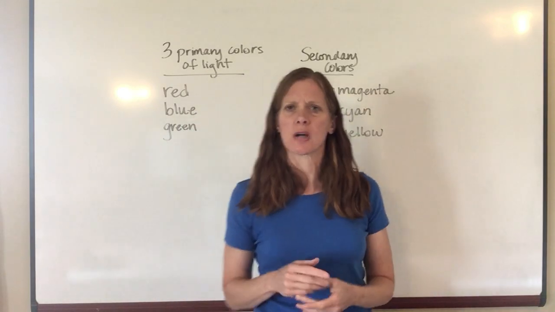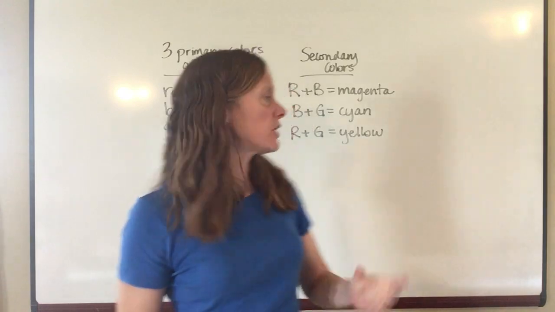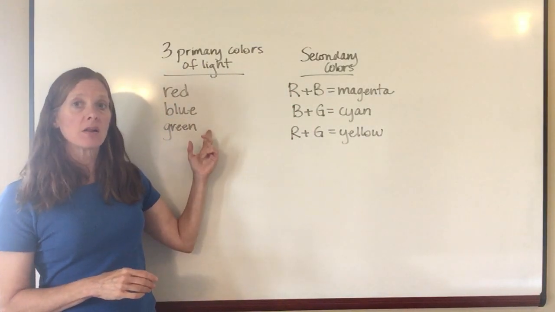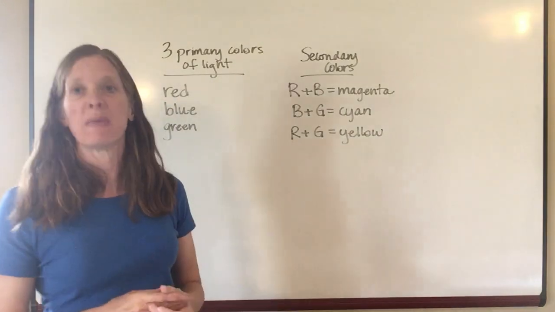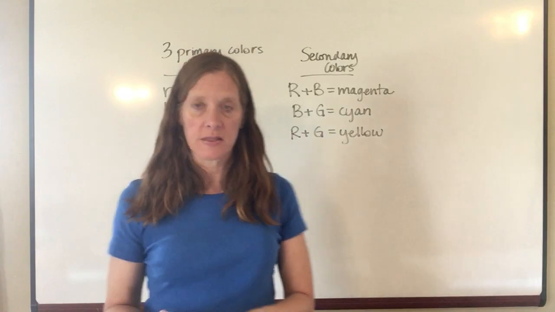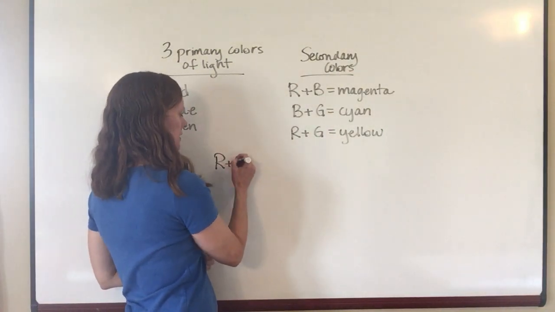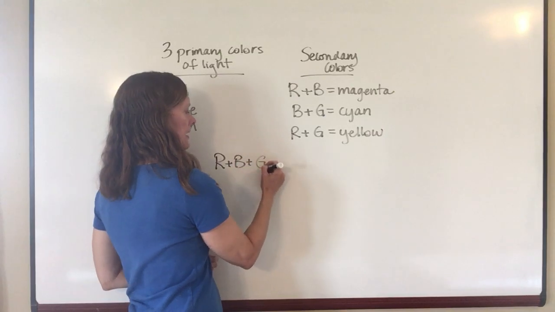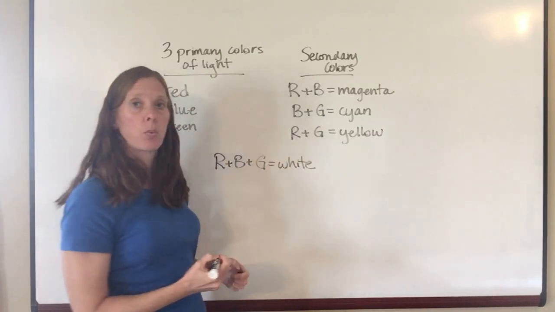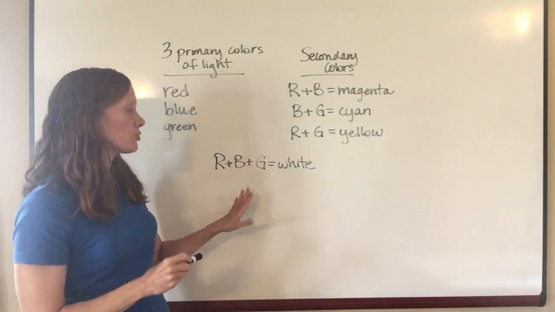And as you're going to discover in one of the labs that I have for you to do, we can take any different amount of all of these different colors of light, and we can make every single color under the rainbow. One other thing that you need to be aware of is that if I mix red and blue and green all together, I am going to end up with white. Now again, that's not true for pigment, but it is true for light.